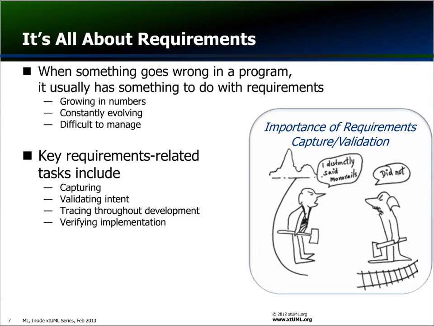Now, I'm not sure if you can read the little cartoon here on the right, but this is just a funny little way of demonstrating the importance of capturing, understanding, implementing and verifying requirements across teams. So here the guy on the left says, "I distinctly said monorails," while the guy on the right says, "did not." Now, while this makes light of the issue, this sort of misunderstanding happens all too often in complex programs, and it's certainly one of the primary reasons that programs can fail. And these sorts of things often aren't discovered until well into the process.